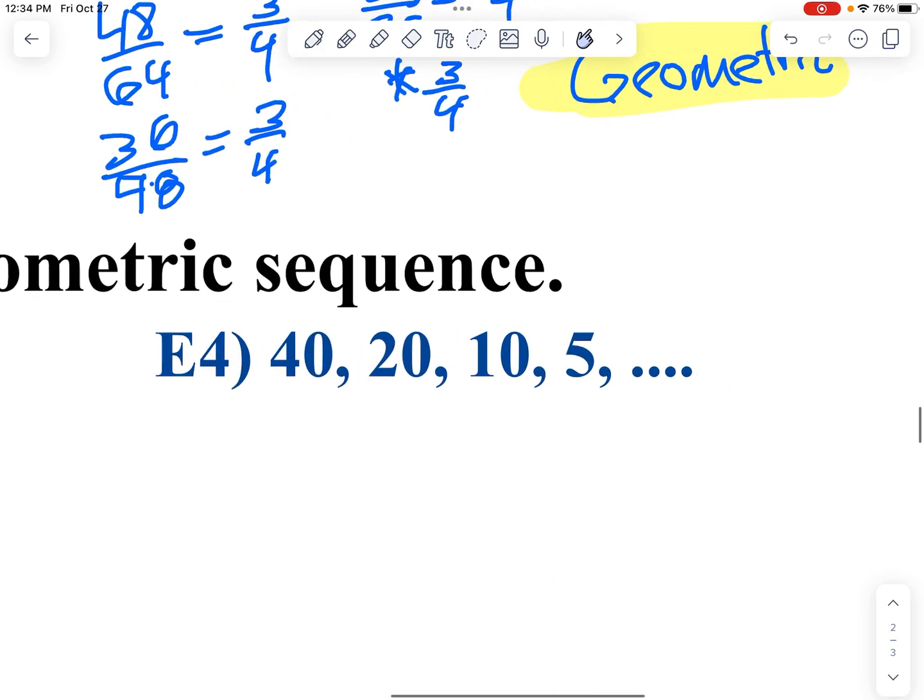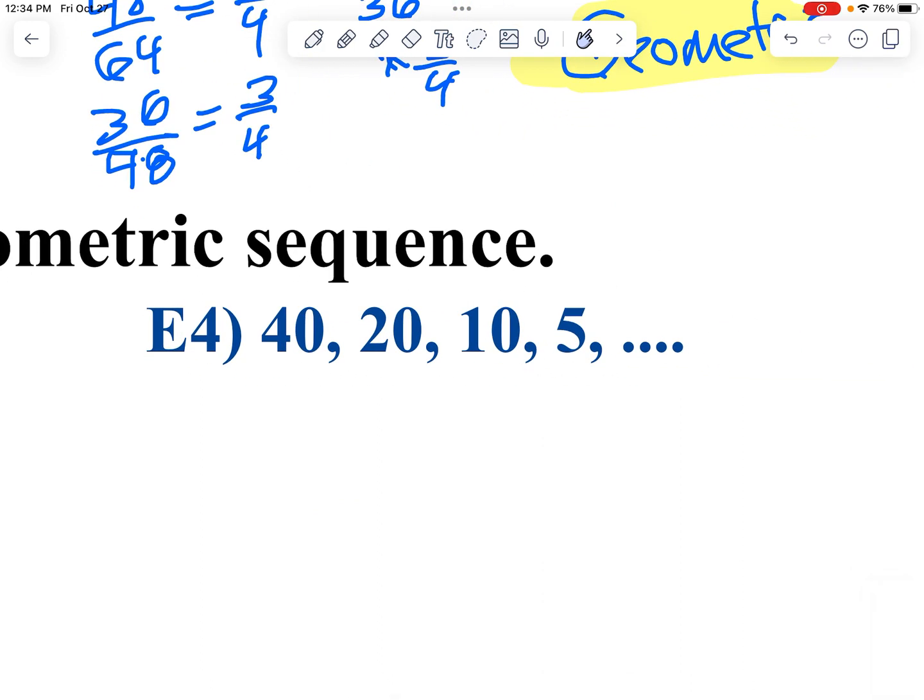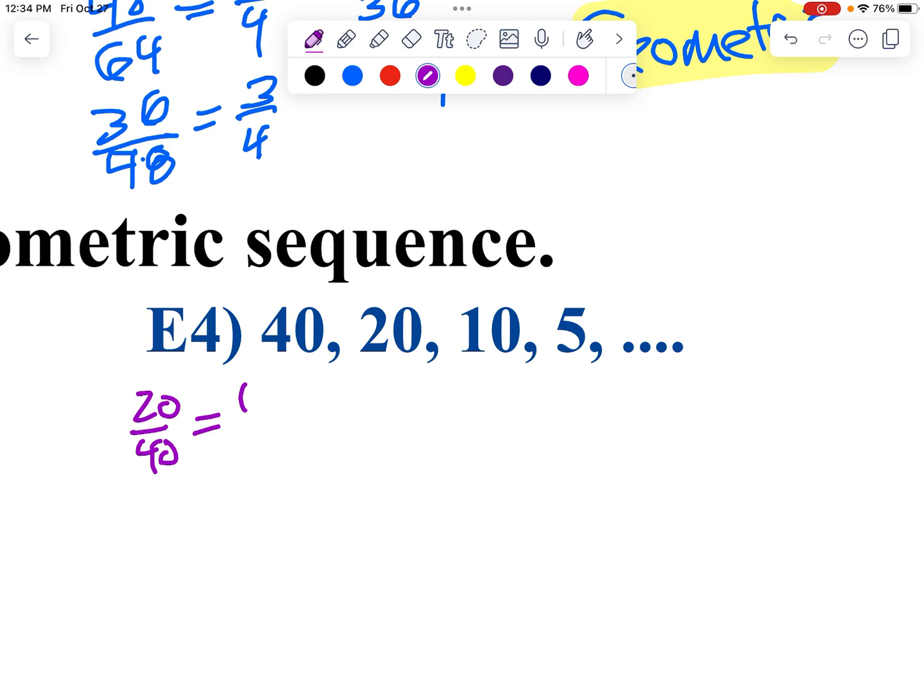Now let's take a look at our next one. Notice it's going down. So if I take 20 divided by 40, I'm multiplying each term by a half. So to find my next term after 5, I take 5.